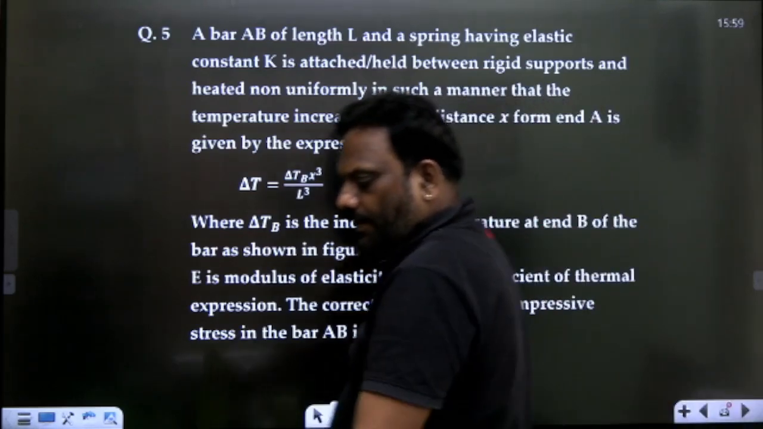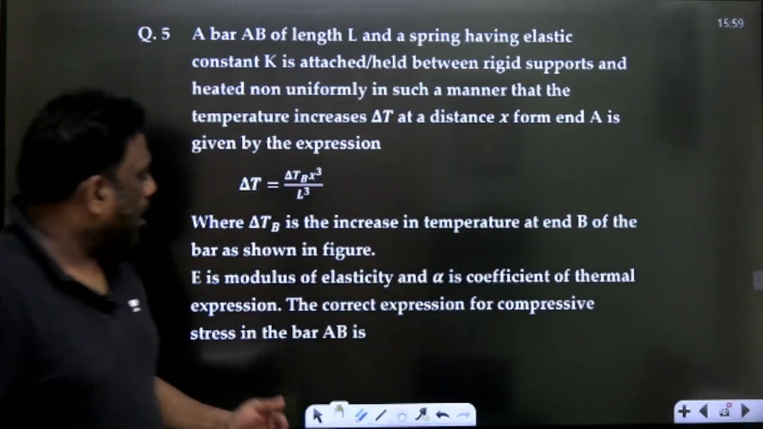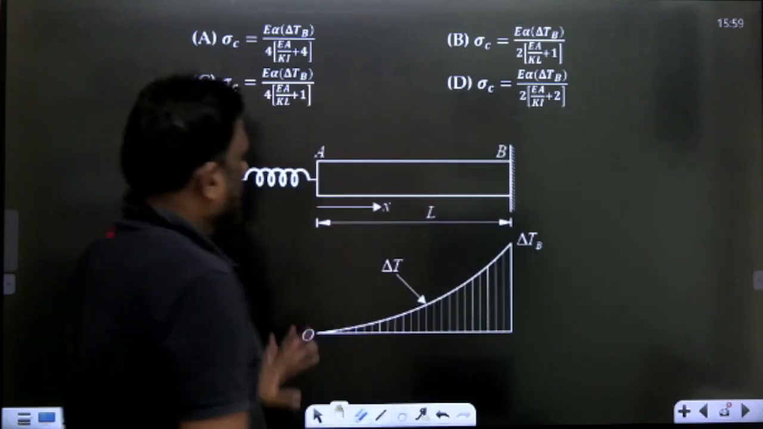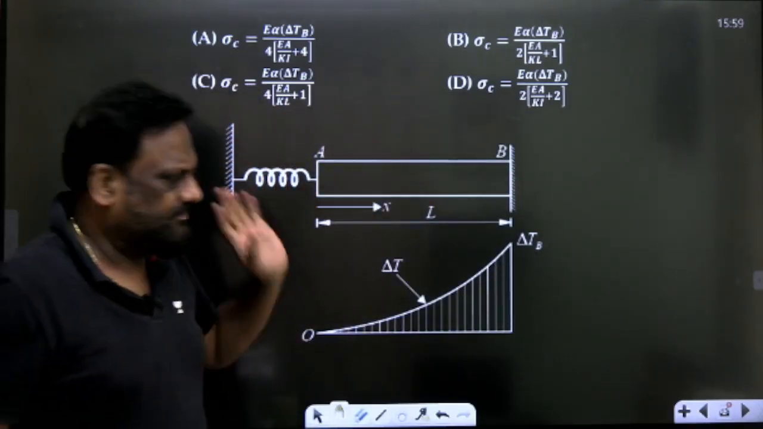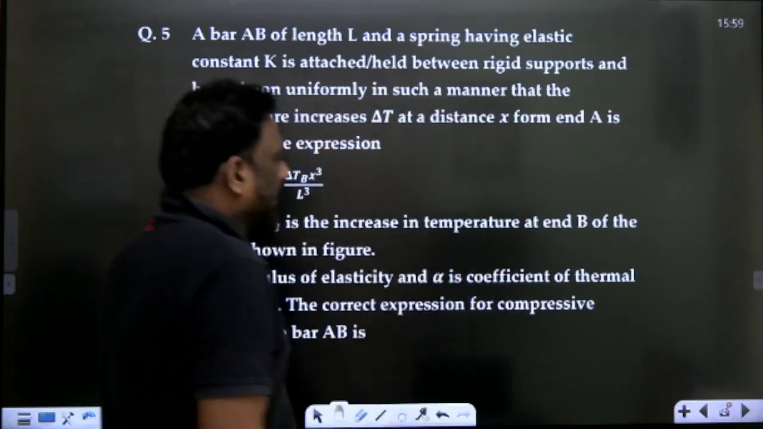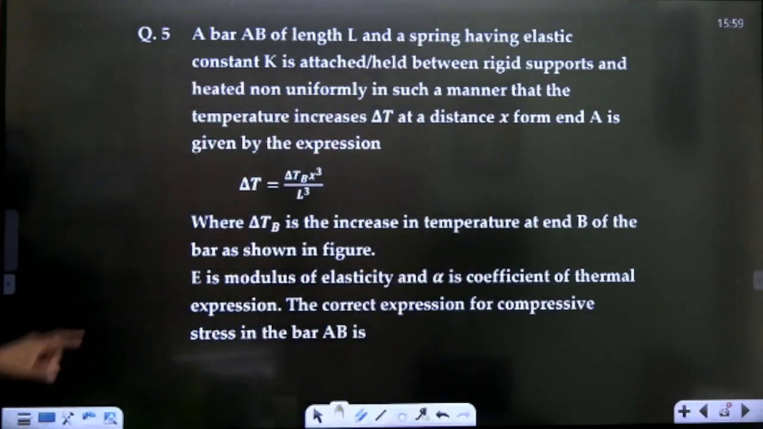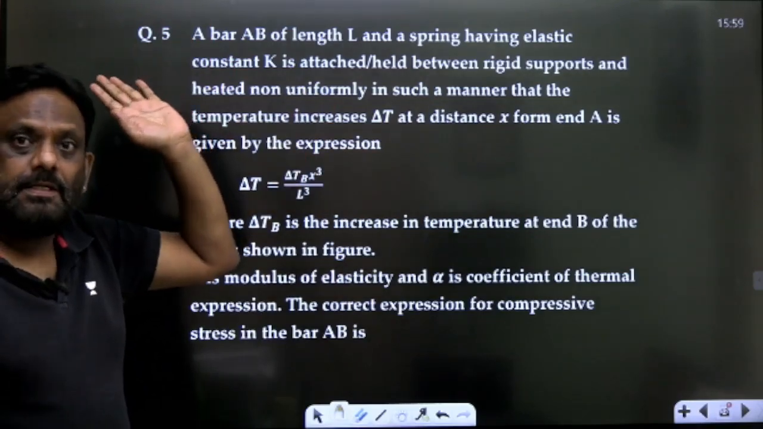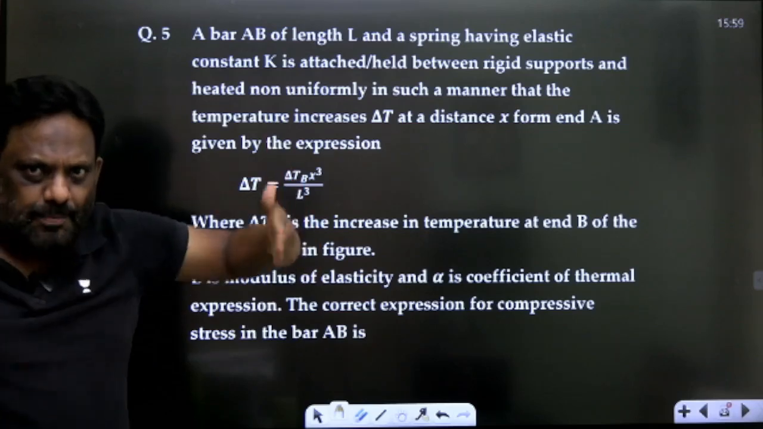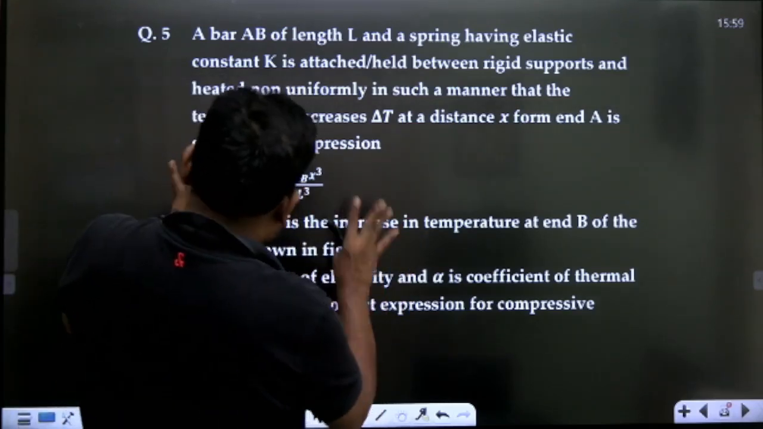Take this. Again, it is almost similar, but they will complicate it a little. They will just add a spring. There is nothing here, sir. Let me tell you why there is nothing here. Same problem, previous problem. Now instead of two rigid supports, a spring is there. It is the same question, sir.